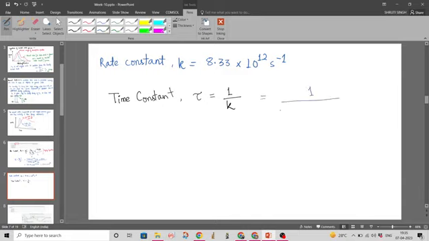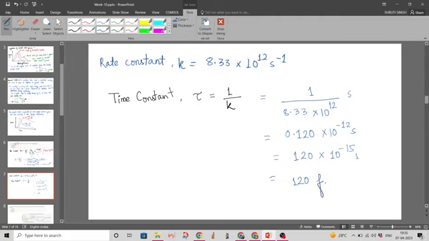So it is 1 over 8.33 times 10 to the power 12 seconds. The second inverse will go up, and it will be seconds. Now this comes as 0.120 times 10 to the power minus 12 seconds, and when I shift the decimal it is 120 times 10 to the power minus 15 seconds, or 10 to the power minus 15 second is considered as 1 femtosecond, so it is 120 femtoseconds.